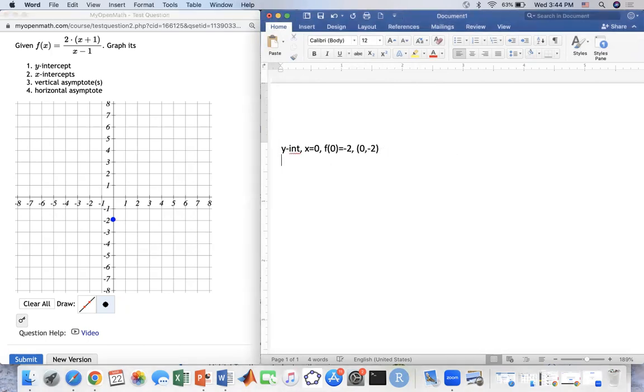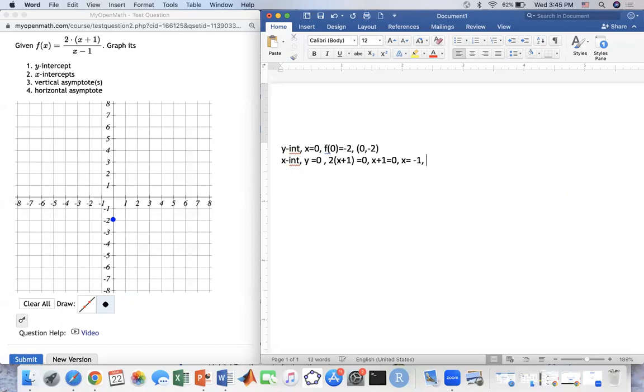I'm going to do the x-intercept. That means I will let y equal 0. So this whole thing is going to equal 0, which means only the top equals 0. That means 2 times (x plus 1) equals 0. The 2 is never 0, so only x plus 1 equals 0. Therefore, I have x equals -1.